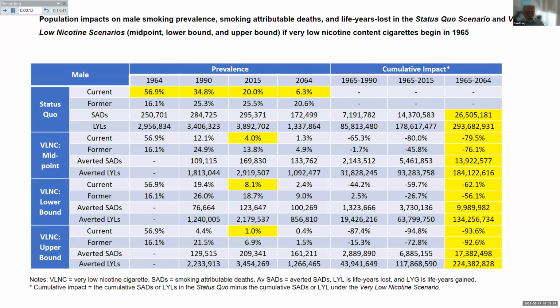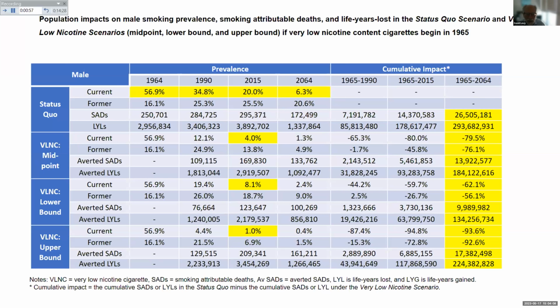Okay, and first, I look at the status quo and the current smoking prevalence. In other words, the prevalence of current smokers. And what you see here is, if you go back to 1964, smoking rates were about over 55%. And they declined quite a bit over time due to the policies, which are implicitly incorporated through the methodology. And by 2015, the rates were at 20%, which is not too far from the actual rates.